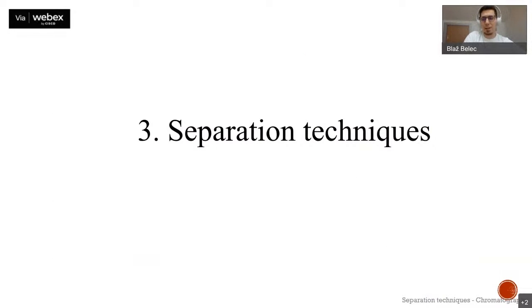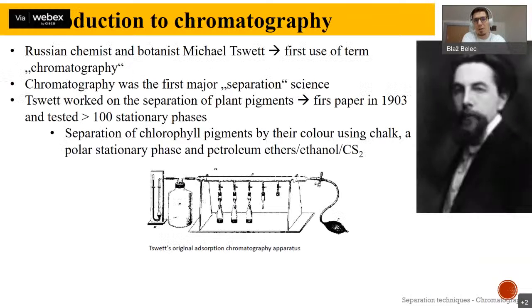So the third technique that is commonly used is separation techniques, and the most common are chromatography techniques. There are many other separation techniques, but as I said, for material characterization, we usually use chromatography. It was first mentioned in 1903 by a Russian chemist and botanist, Mikhail Tsvet. He first used the term chromatography.